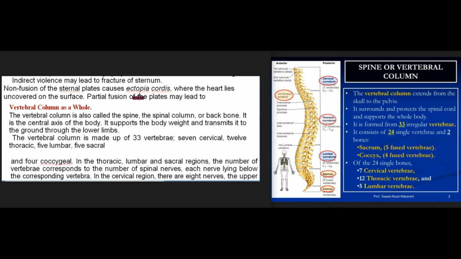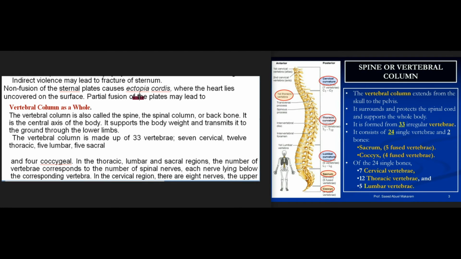Vertebral column as a whole. The vertebral column is also called the spine, the spinal column, or backbone. It is the central axis of the body. It supports the body weight and transmits it to the ground through the lower limbs. The vertebral column is made up of 33 vertebrae: 7 cervical, 12 thoracic, 5 lumbar, 5 sacral, and 4 coccygeal.